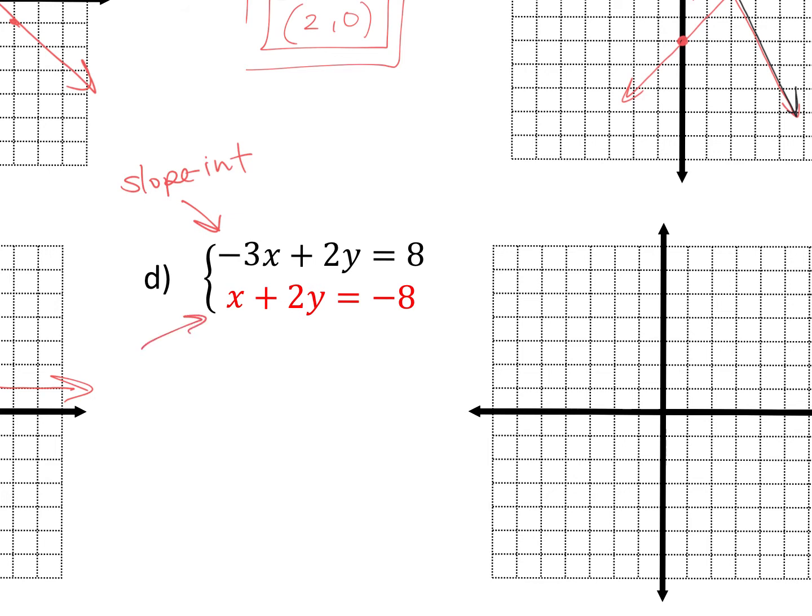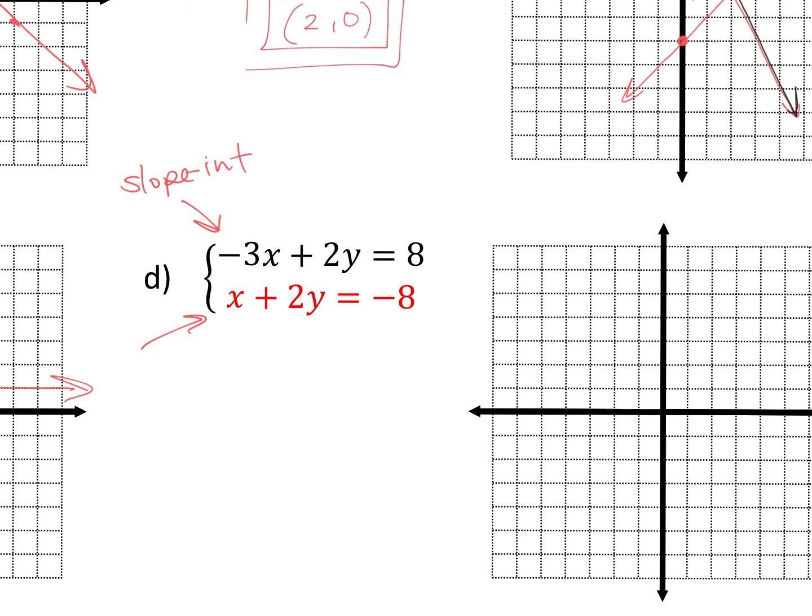This one, you can either do slope-intercept or the cover-up method. Try whichever method you like better. But solve both of those, see what you get. I'm going to come around and take a gander as you solve. Let me know if you have any questions.